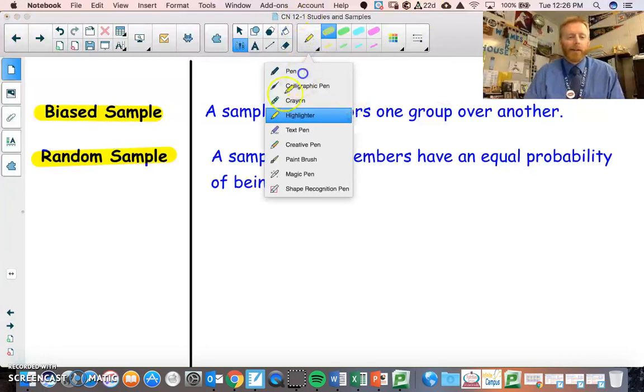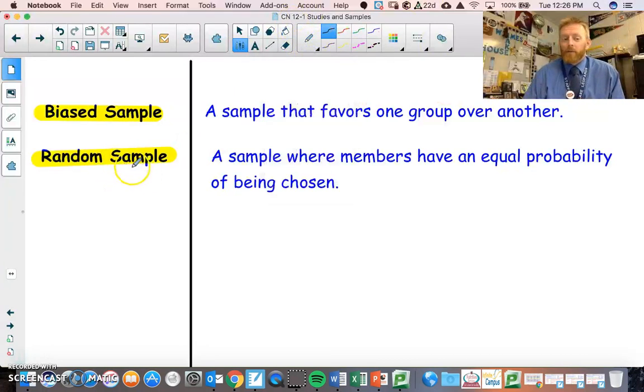It's kind of funny. A random sample is not biased. It's just where every single person has an equal, keyword here is equal, probability of being chosen.